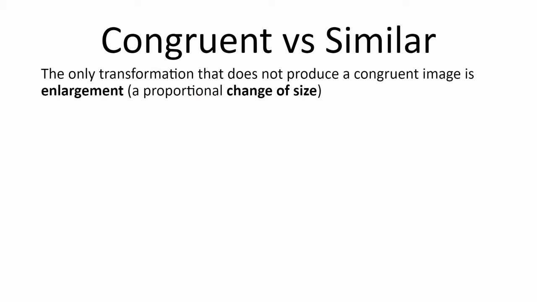Another bit of vocabulary that you need to be familiar with and take care not to confuse is the difference between congruent and similar. As we've said, congruent shapes are the same shape and size, whereas similar shapes follow the same proportions but are not the same size. The only transformation that does not produce a congruent image is an enlargement, because an enlargement is a proportional change of size.